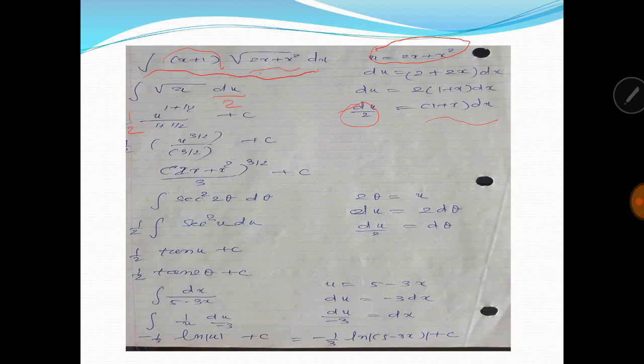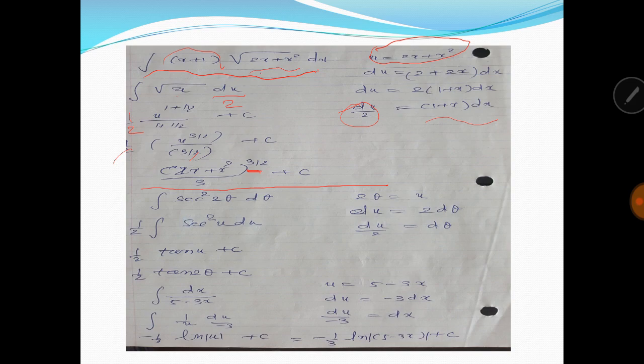Now you can substitute back the value of u, which is 2x plus x squared. So (2x plus x square) power 1 plus 1/2 is 3 by 2, divided by 3, because this 2 and 3 by 2 will be cancelled. This 2 and this 2 is cancelled. So you have only 3 here. So that's your example here.